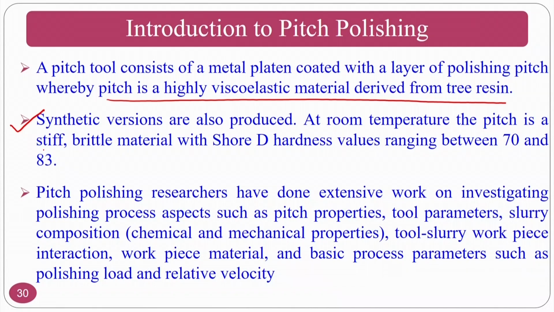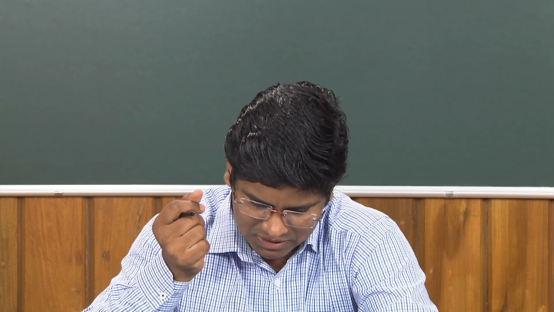These are stiff, brittle materials with Shore D hardness values ranging from 70 to 83. That means Shore hardness is normally used for measuring the hardness of very soft materials like rubber, elastomers and other things. So normally this pitch Shore D hardness ranges from 70 to 83.